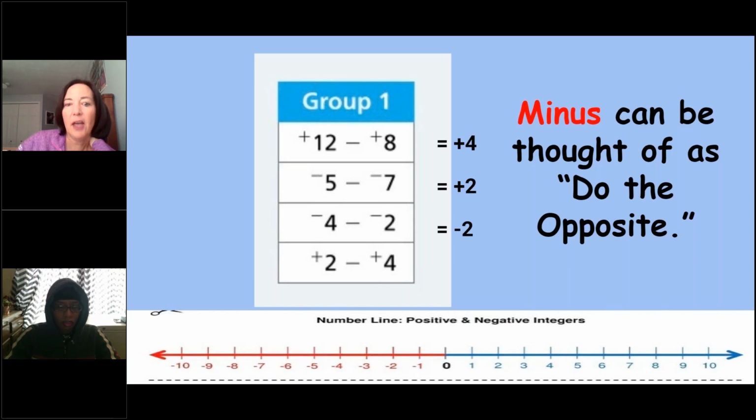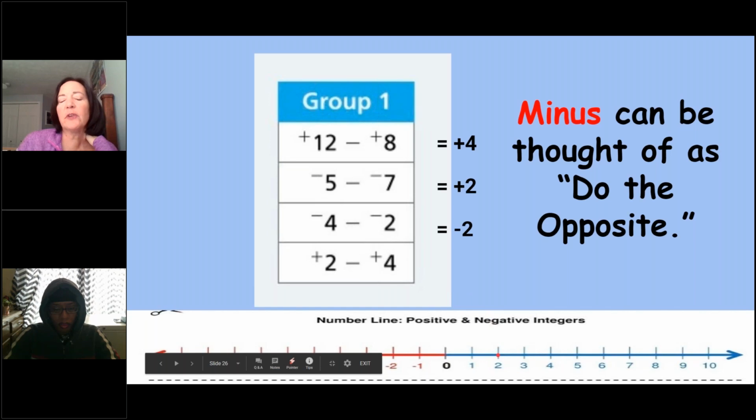Awesome. Okay, now this time we're going to start at +2, and I have to do the opposite of a +4. So which direction do I go if I'm doing the opposite of a positive? Is that right or left? Left. Nice. So I'm going to do 4 jumps, going backwards. Where am I going to end up? A -2.